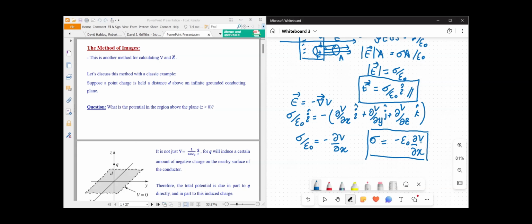Now, the main question is, so we will have a point charge. So have you done taking notes out of this? Do you need more time to take notes out of this?